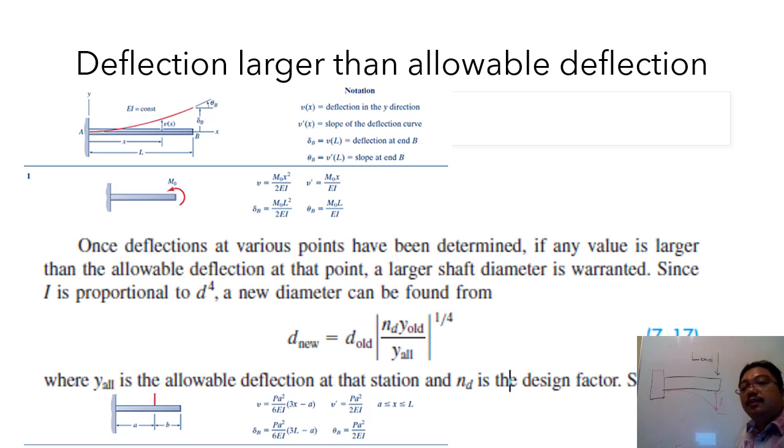If the deflection is larger than your allowable deflection, you have to increase the diameter. And if the diameter cannot be increased, you should use a material with stronger strength than the previous material. Because it is related to the moment and also the moment of inertia. And remember from the equation, stress equals Mc over I, where I is the moment of inertia, which is related to the Young's modulus of the material itself.